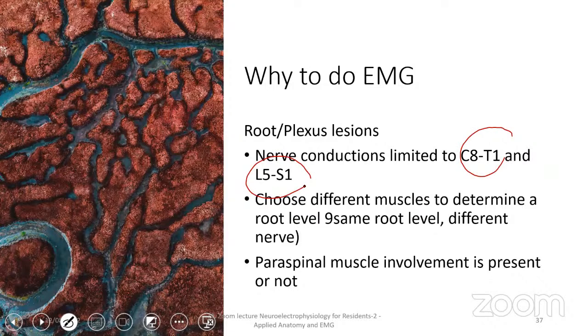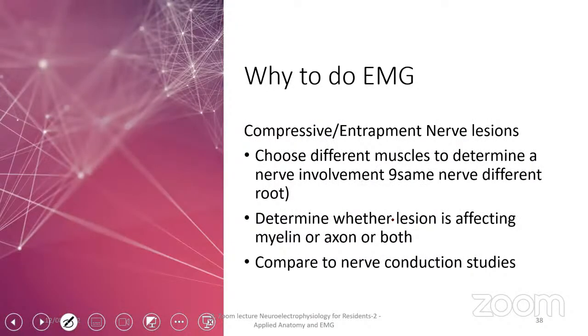So you have to choose different muscles to determine a root level. Same root level, different nerves. Paraspinal muscle involvement is present or not, because if it is present, that is a radiculopathy. That's very important. Paraspinal EMG is very important. And you can also diagnose compressive and entrapment nerve lesions. Choose different muscles to determine a nerve involvement. Same nerve, different roots. Determine whether the lesion is affecting myelin or axon or both.